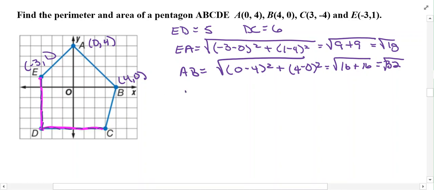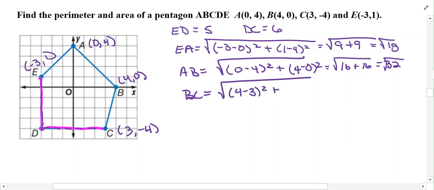So the last one we have is BC. With BC, the point C is (3, -4). So we have the differences in the x's squared plus the differences in the y's squared. So I have 1 squared, which is 1, and positive 4 squared, which is 16. So I have the square root of 17. To find the perimeter, I would add all the sides.